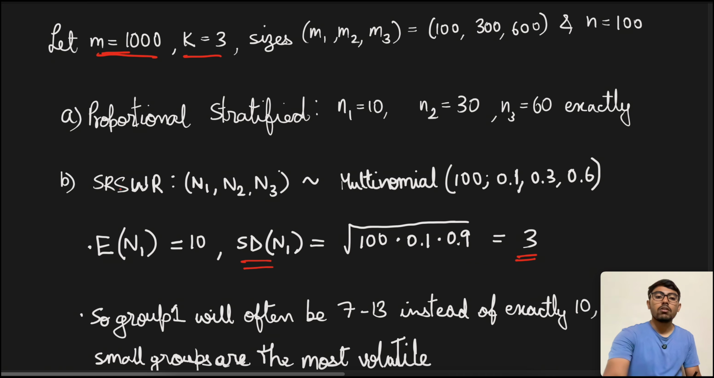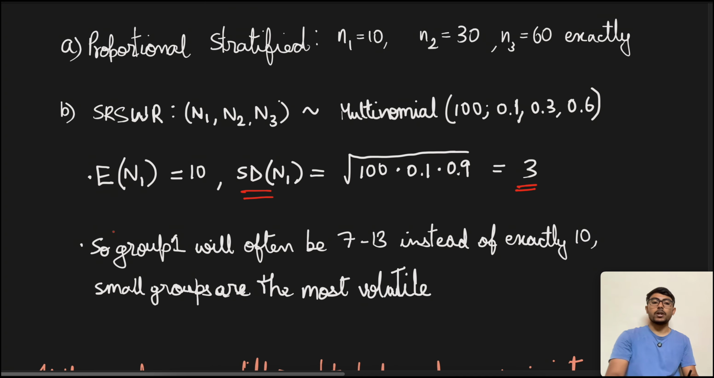Now group 1, this was group 1, so group 1 will often be 7 to 13 instead of exactly being 10, right? So in group 1 we can have either 7 elements, or 13 elements, or in between, instead of having 10 exactly all the time, right? So small groups are the most volatile in this scenario. As the number of elements in that group increases, this will become more and more stable.